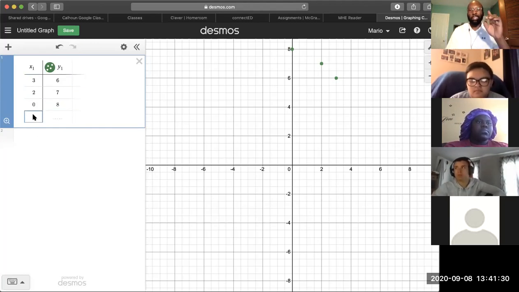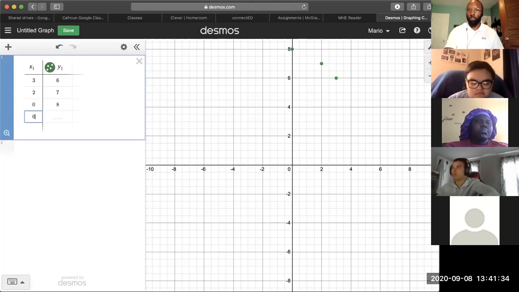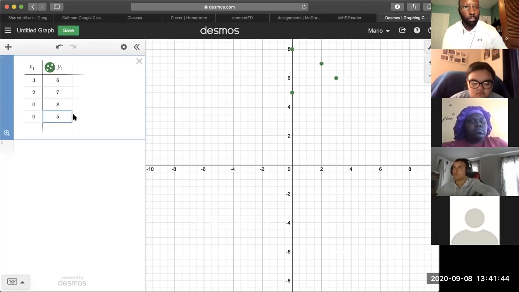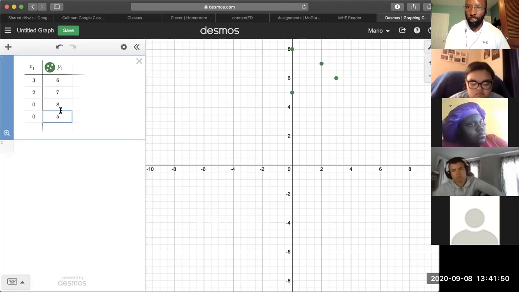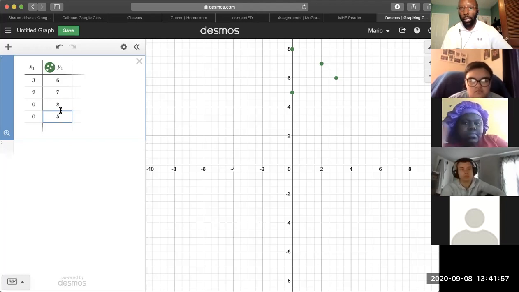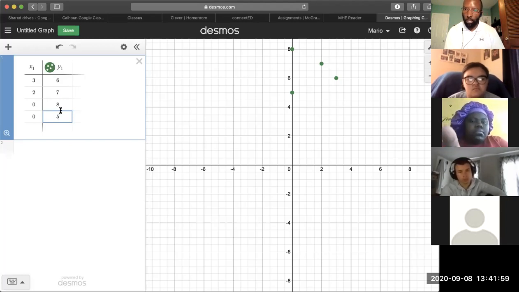If I had another x value, let's say I had another 0 that had a different y value, 5, this is not a function, because I have one input with 2 different outputs. If you got one x with 2 different y's, it cannot be a function. That ties into what I heard people mention, the inputs and outputs.